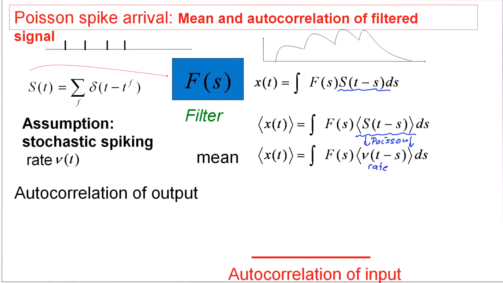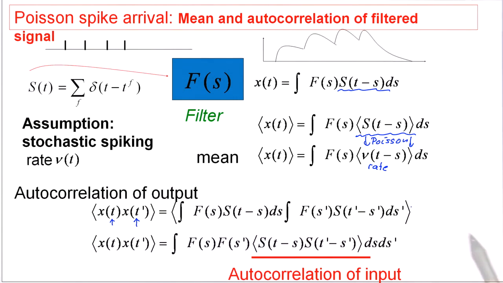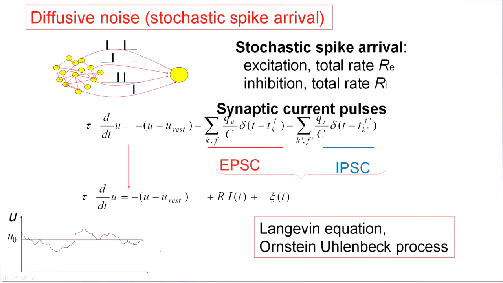We can also look at the correlations. So this is the correlation of this signal x at time t with its value at time t prime. And again, the expectation signs can be moved inside, and so we see that the autocorrelation of the input is linked to the autocorrelation of the output. Now here, x was some arbitrary signal. Let's consider now the case of a membrane potential, u, generated by a differential equation, where the drive are spike arrivals.